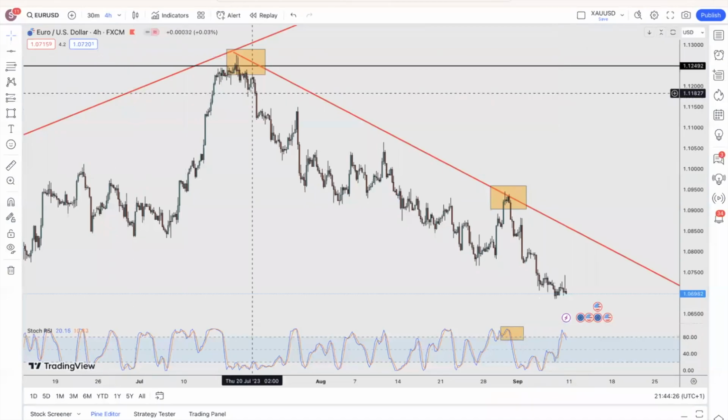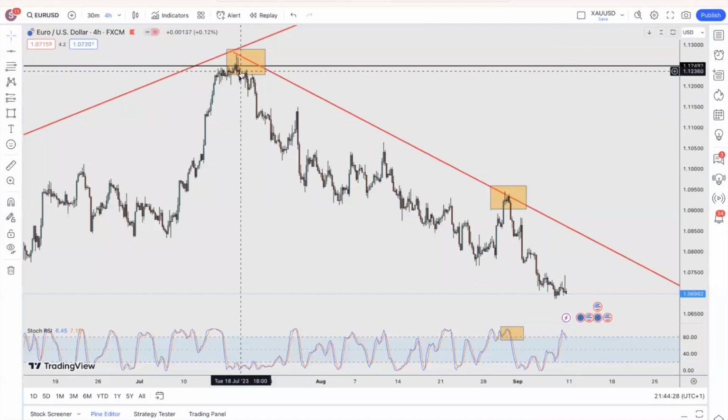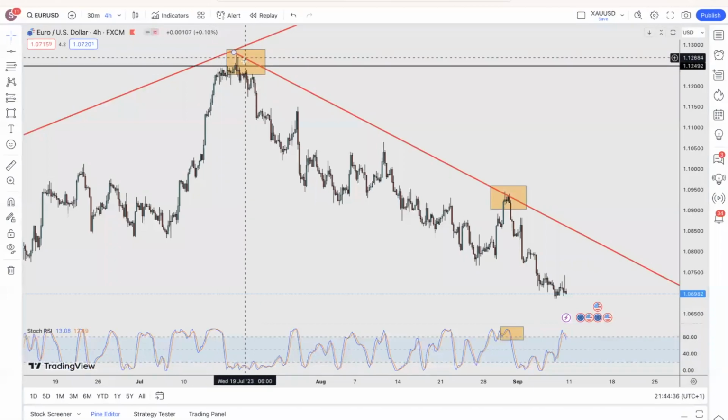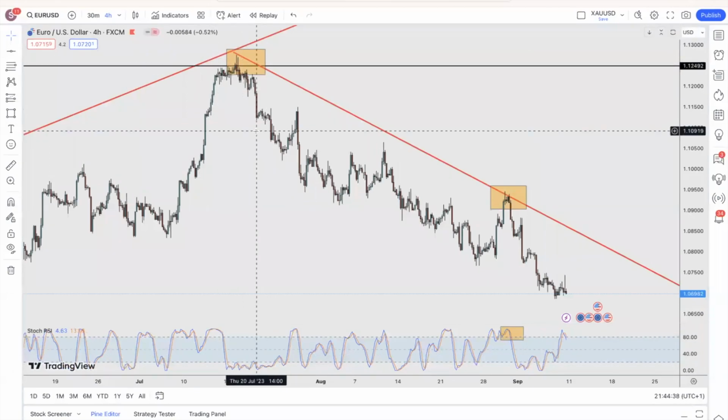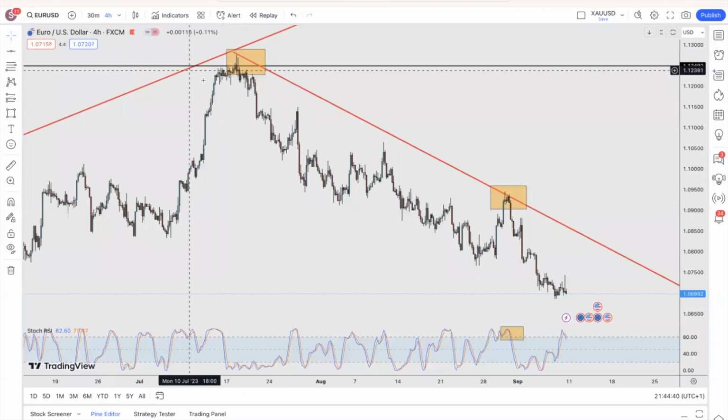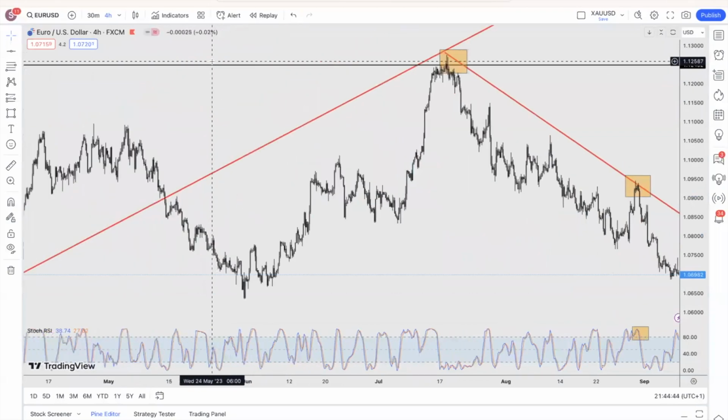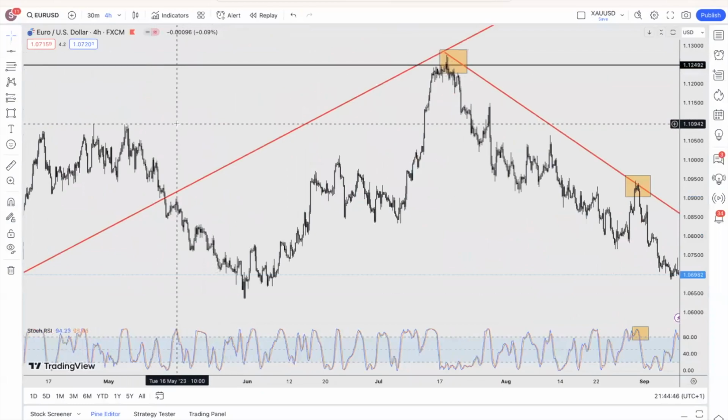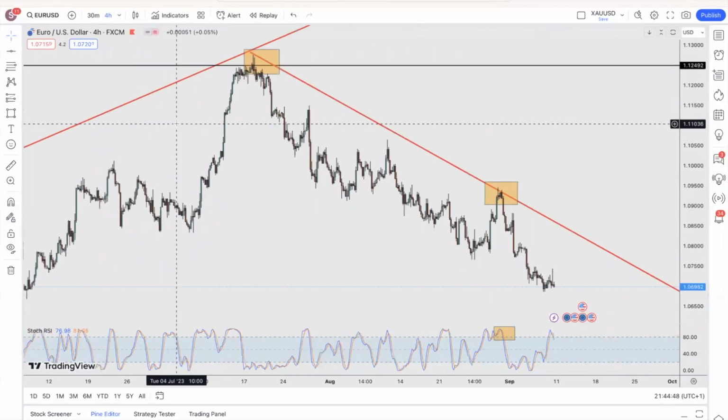Okay, now why is there a negative correlation between the supply, the resistance and the stochastic? Because here it's telling us buy, here sell. It's simply because it's hitting the previous level of the trend, and there is always a negative correlation at that level. Okay, and that's the first part I wanted to go through.